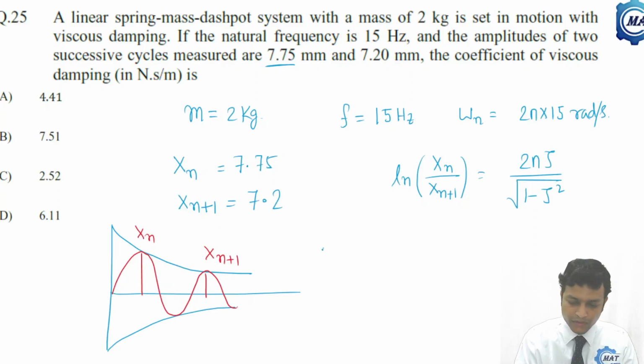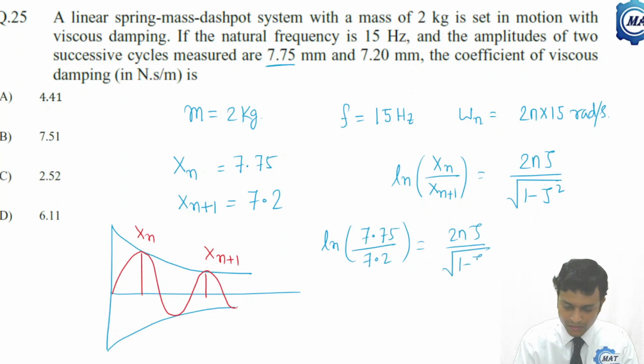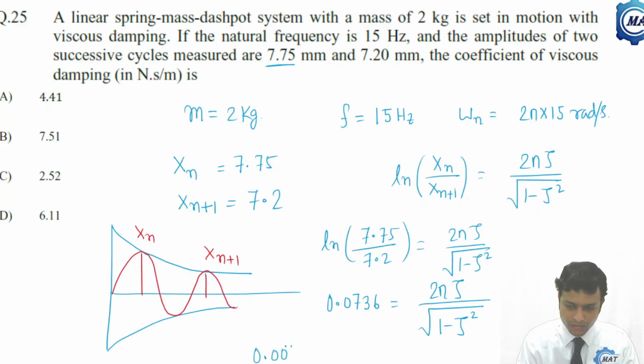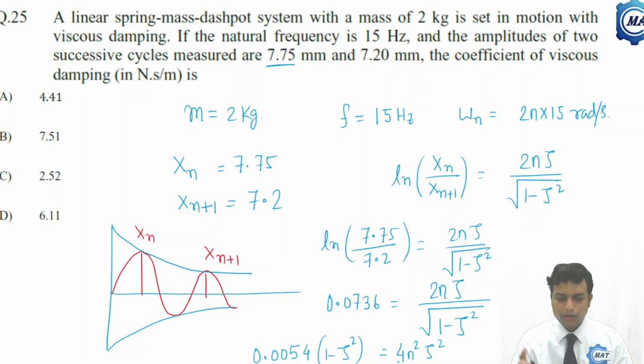Now let us put the values. Ln of 7.75 by 7.2 is 2 pi zeta over root over 1 minus zeta square. From this you will get 0.0736 is this much. Now squaring both sides, you will get 0.00541 into 1 minus zeta square is 4 pi square zeta square. From this equation we can easily find out the value of zeta.